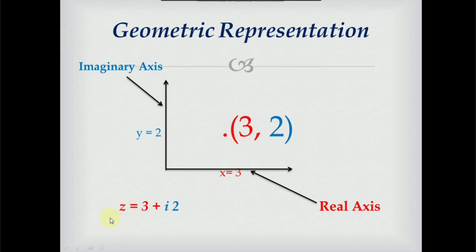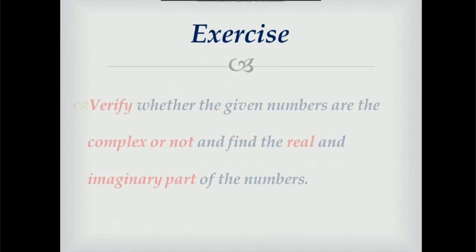So in this way, using this real part and imaginary part, we will get the point in R square, that is (3, 2). So in general, the real part of a complex number represents the coordinate on the real axis and the imaginary part of a complex number represents a coordinate on the imaginary axis. With the help of these two coordinates, we can plot any complex number in a complex plane. Now we will see one exercise.